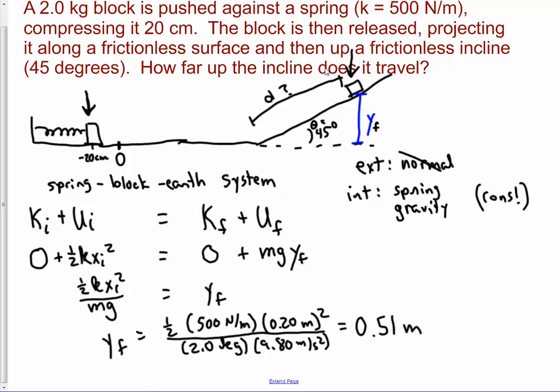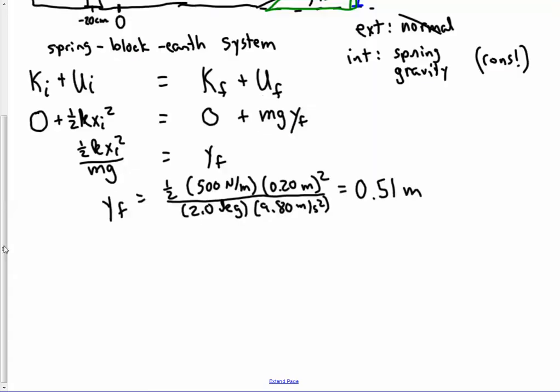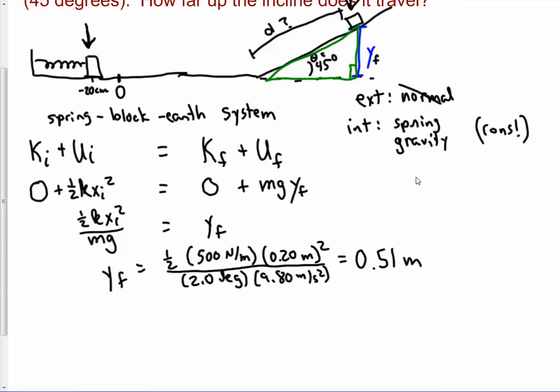Okay, as I said, we have to deal with a little right triangle here, because the question actually asks for the hypotenuse, how far up it went. We have the height. So just to finish this off, yf is going to be d times the sine of 45 degrees. So d is yf divided by the sine of 45 degrees, which is 0.72 meters. So that's the actual answer.